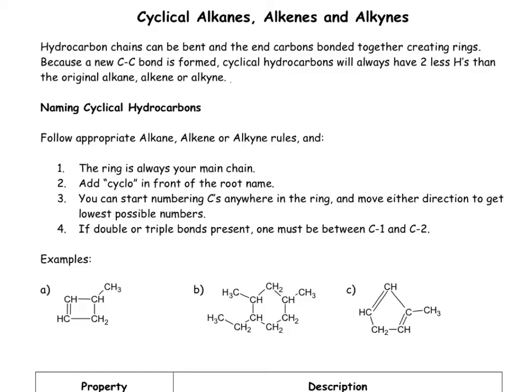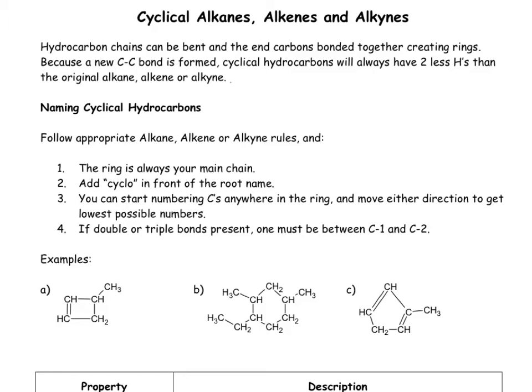To name these, you follow the appropriate alkane, alkene, or alkyne rules. Now, the ring, though, is always your main chain. You add cyclo in front of the root to indicate that there is a ring.